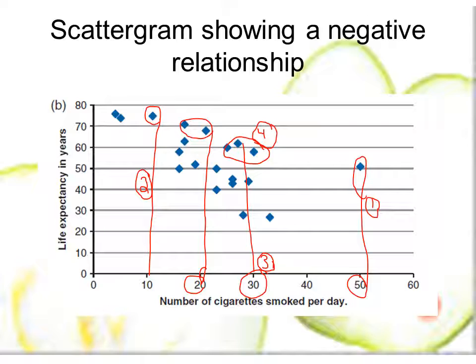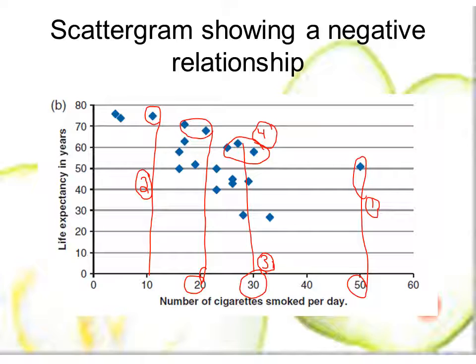And then the more this individual smokes, or the group smokes, over here being 30 cigarettes, which I'll mark with a 3, 30 cigarettes a day, you can see the average lifespan of that individual is going to be probably around 55 or 60, which is right here. And I'll mark that with a 4.